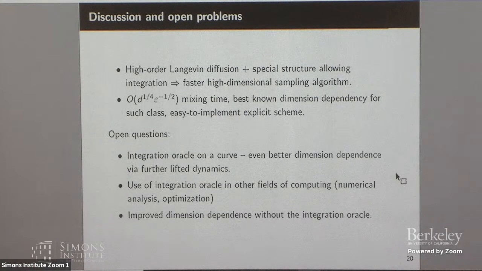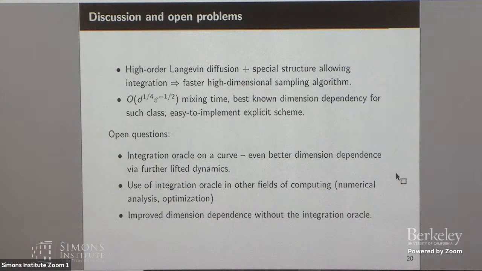So here are the main takeaways. As I just said, we make use of this special structure that allows for this integration oracle, and use high-order Langevin diffusion to get a faster high-dimensional sampling algorithm with d to the 1/4 mixing time. It is relatively easy to implement. It's a bit hard for algorithm designers because we really do a lot of manual calculation to compute all the constants in the update equation, but it's very easy to implement.